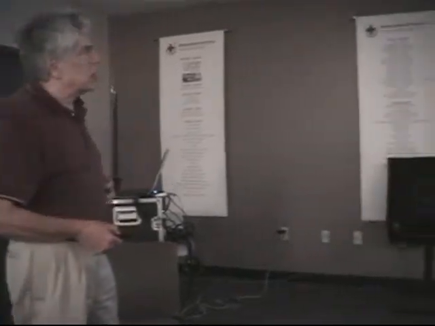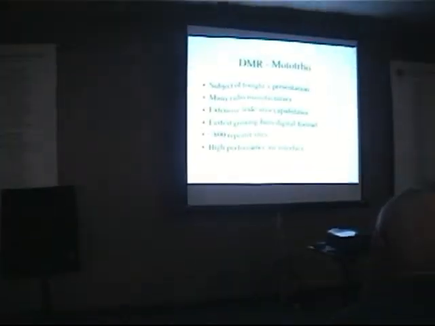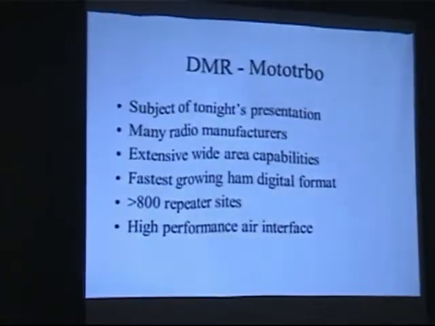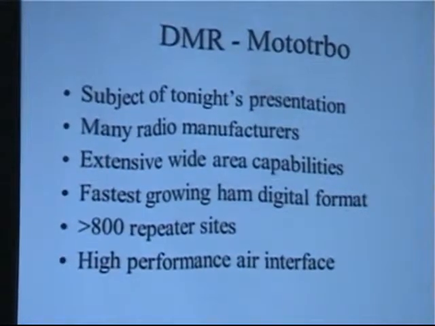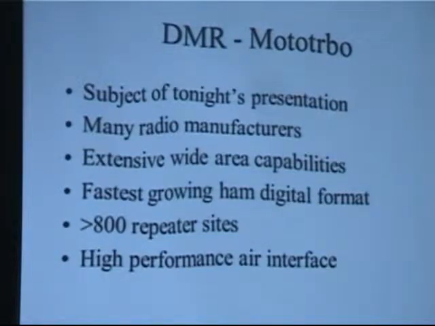The DMR, that's the subject of the presentation. There's many manufacturers of radios. It has extensive wide area capabilities. It's the fastest growing ham digital format because it's only been fielded here for the last few years, and we're already at over 800 repeater sites worldwide, which I think is closing in on D-Star if they're really only at a little over 1,000 sites. And it's a very high performance air interface, which we'll talk a little bit about.